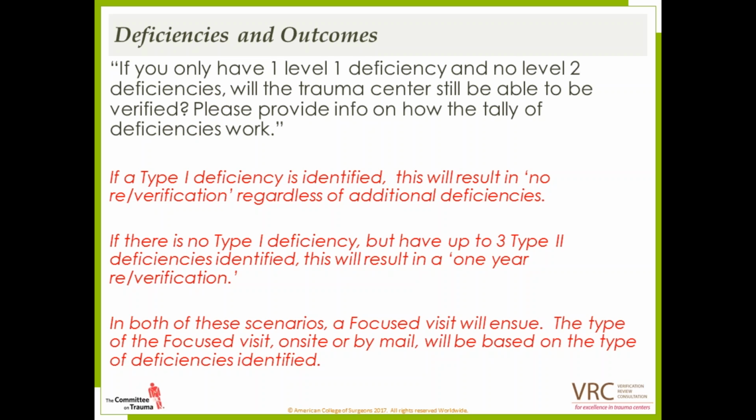And again, I talked about the on-site focus versus by mail, and that is going to be dependent on the type of deficiency that was cited. Typically, type 1 deficiencies would be if there was no neurosurgeon present or an orthopedic present, OR issues or delays in OR, things like that, which are significant. Your type 2s are more your peer review attendance, where you have some surgeons that are not attending peer review, et cetera. There's a list in Chapter 23 that identifies what these categories are.